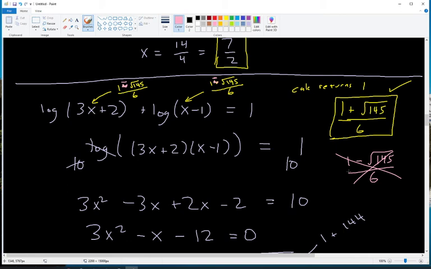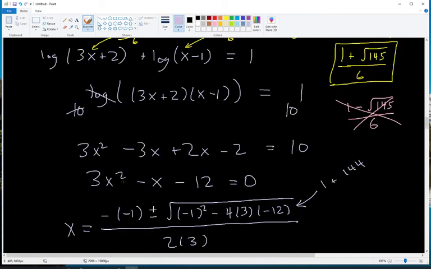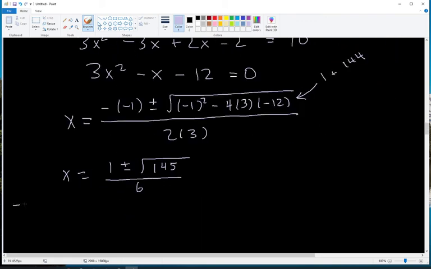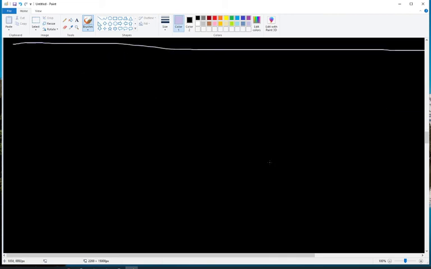So this is a reason we've got to check our answers. Sometimes they both work. Sometimes one works, the other doesn't. Sometimes neither of them work. So here the positive solution was okay. The negative one didn't work.